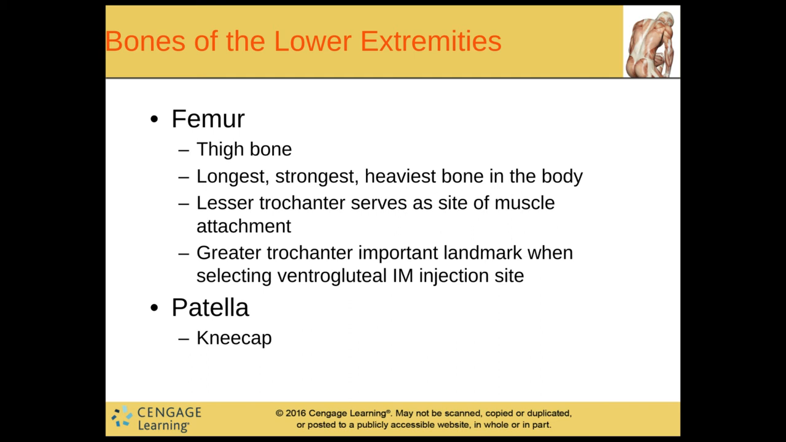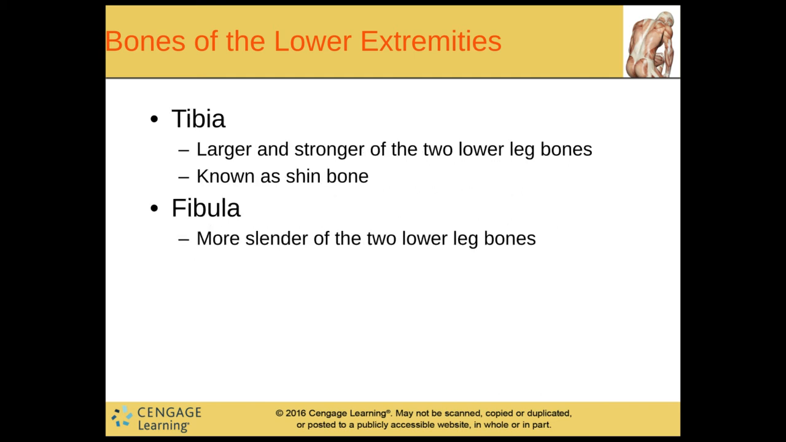And then we have the patella, which is our kneecap. And then we have the tibia and fibula. So these are like the lower bones in your arm. There's 2 of them in your leg too, which is your tibia and fibula. The tibia is the larger and stronger of the 2 lower leg bones, and it's known as your shin bone. And then we have the fibula, which is the more slender of the 2 leg bones. So if you've ever heard of the term, they have a fib break, right? That means they broke both of the bones in their lower leg.